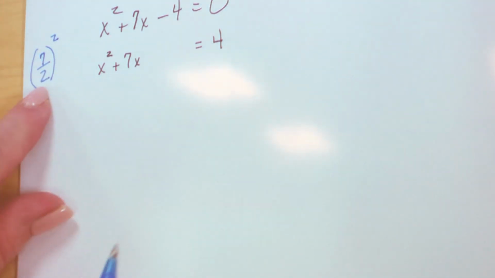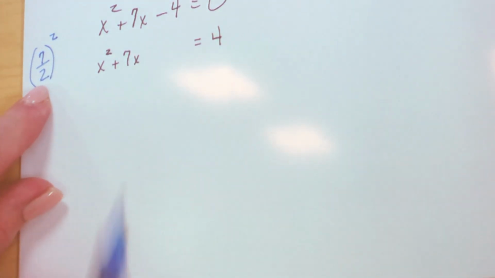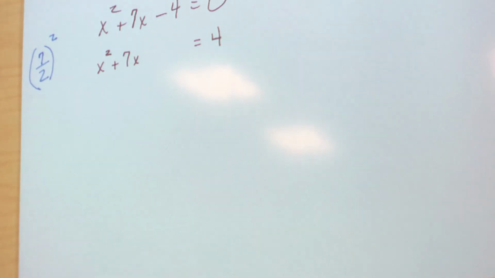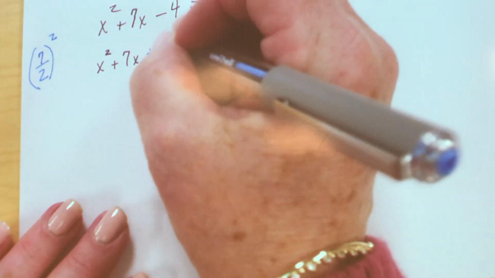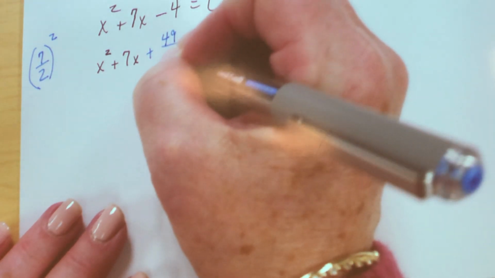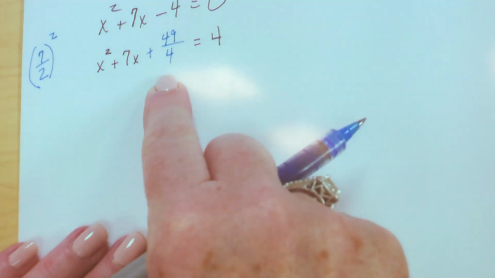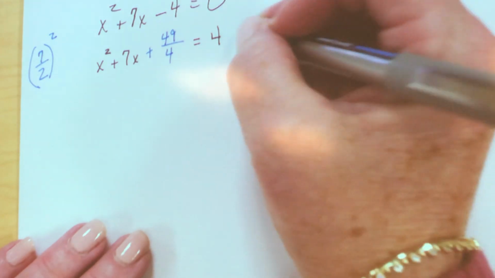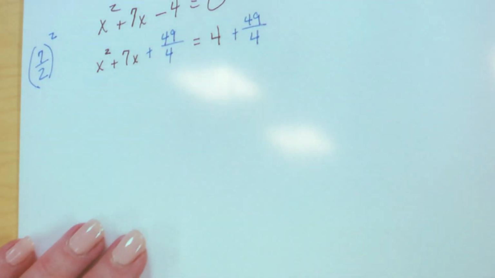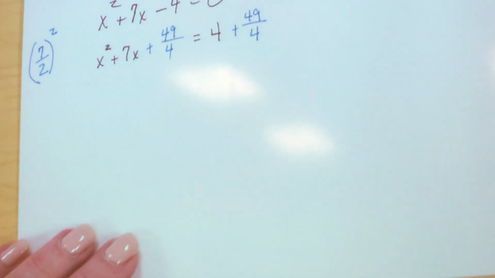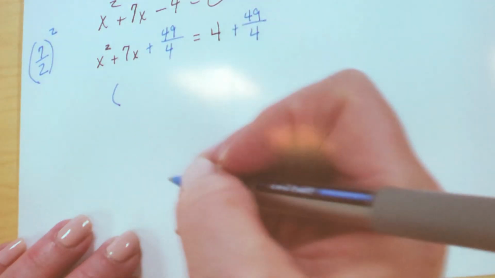So when you square a fraction, what do you do? Square the top, square the bottom. Square everything that's in parentheses. What's 7 squared? 49. What's 2 squared? 4. So what you do to one side, you do to the other. All right, now watch this. Are you ready? I'm going to write it as a quantity squared.